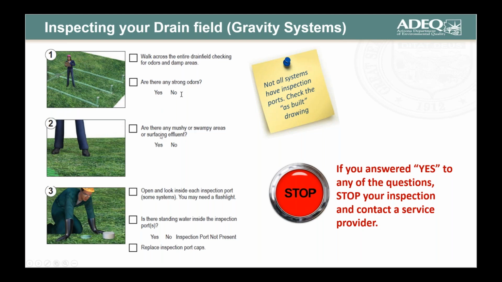Are there any mushy or swampy areas or surfacing effluent? If it's yes, call for the service tech. That mushy, swampy area indicates your system has failed, and what you're walking on is effluent loaded with virus and bacteria.